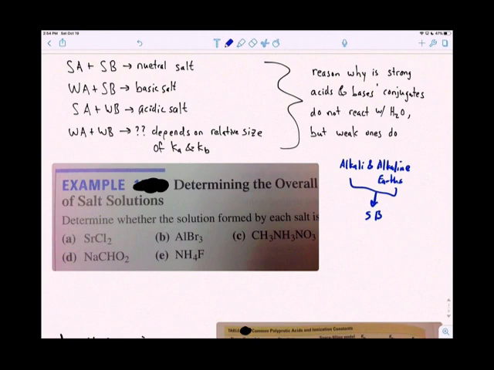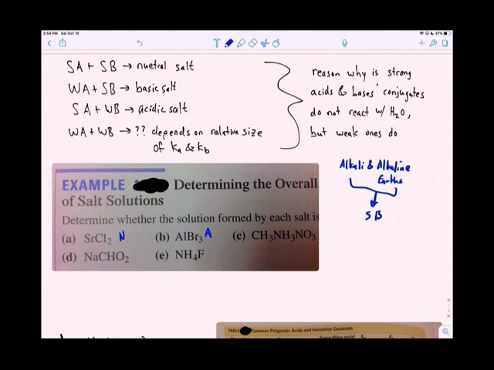Okay, so determine whether the solution is acidic or basic for each. A, strontium chloride. So we have strontium hydroxide and hydrochloric acid. Strong acid, strong base. This is going to be a neutral salt. B, aluminum tribromide. You have aluminum hydroxide, which would be a weak base, and then hydrobromic acid. So you have a strong acid and a weak base. This is going to be an acid salt.